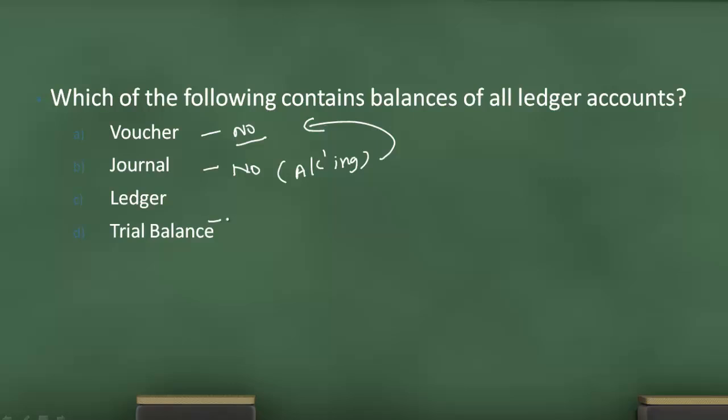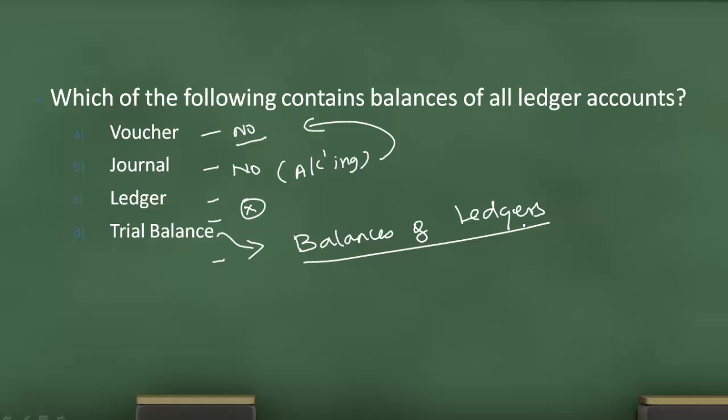What about ledger? It is contradicting the question, because question is asking about the ledger account balances. So ledger is not going to give that. So what is this? Trial balance. So trial balance takes its values from balances of all ledgers. So balances of all ledgers only goes into trial balance. So answer is D. Which of the following contain balance of all ledger accounts is trial balance?